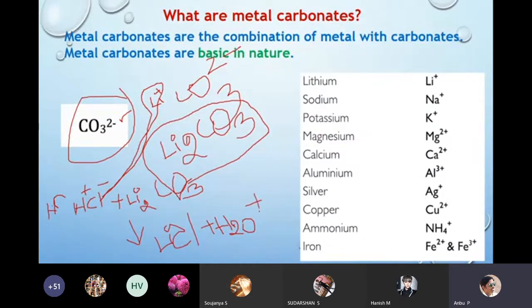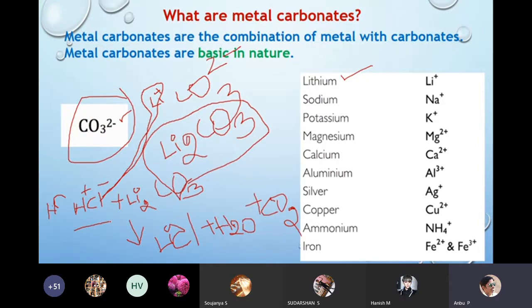Did you all get how to write the equations? Very simple. You can write any number of equations that you want. With lithium I have written it. Similarly, instead of hydrochloric acid, I can also use sulfuric acid or nitric acid. So sodium, potassium, magnesium, calcium, aluminum, silver, copper, ammonium and iron. This is how the metal carbonate will react with the acid.